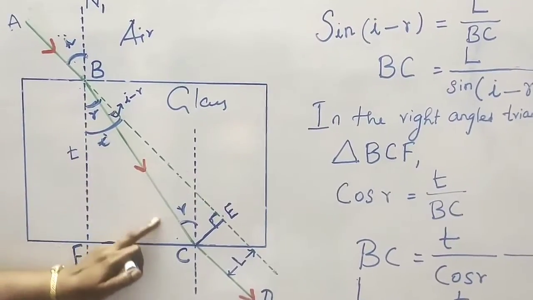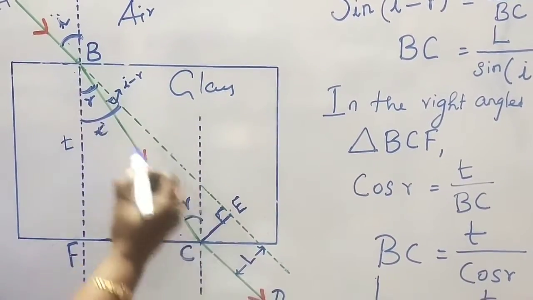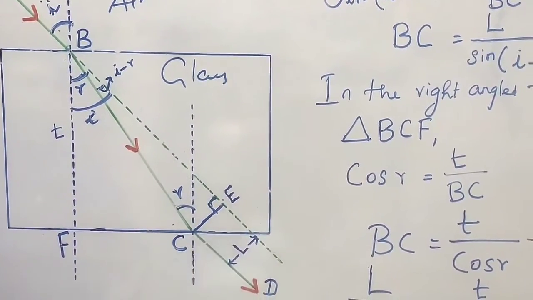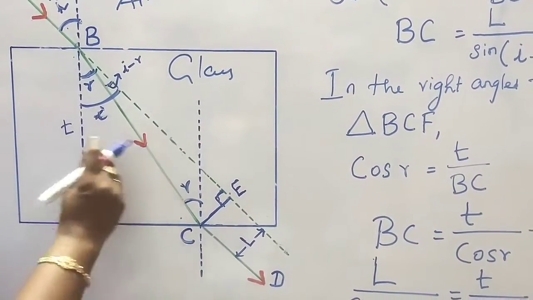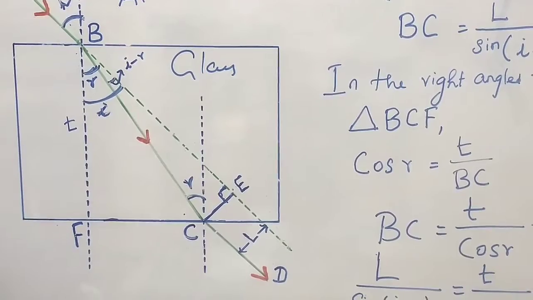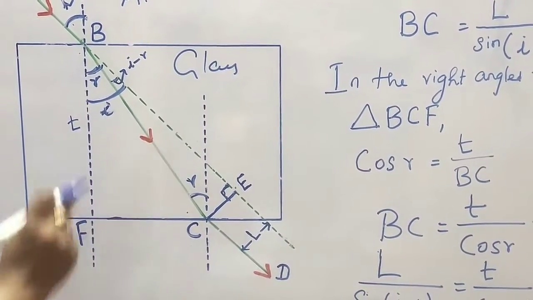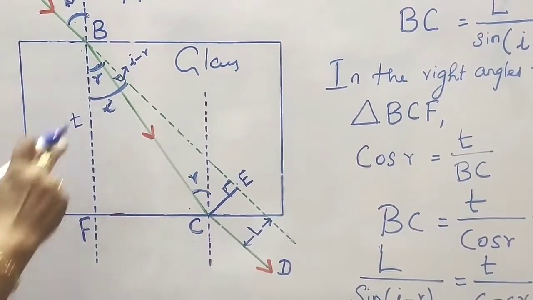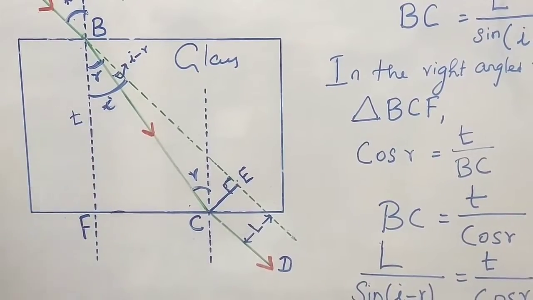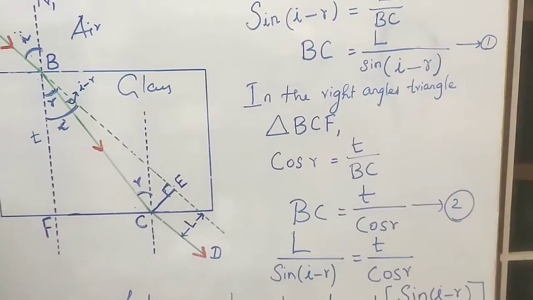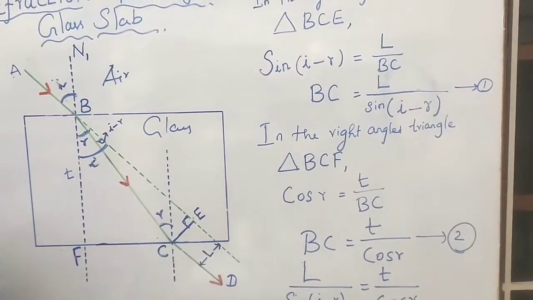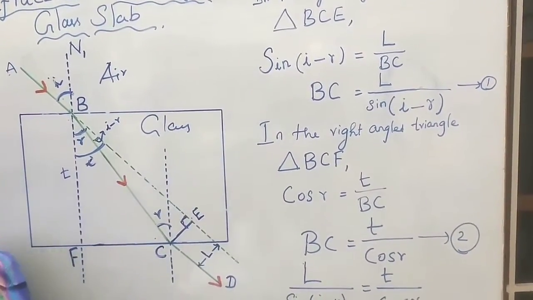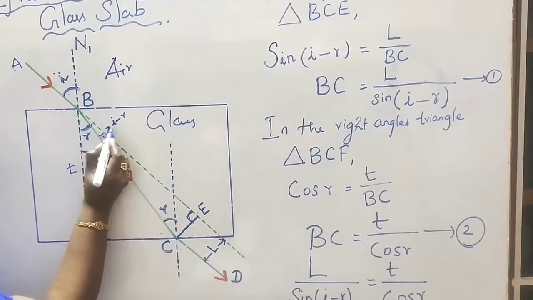Now let us consider this right angle triangle BCE. In this we are going to find out BC. For that, take the sine component. What is the formula for sine? Sine of I minus R. For this we are using a trigonometric formula. We all know sine theta is nothing but opposite side by hypotenuse. So this is the angle I minus R.